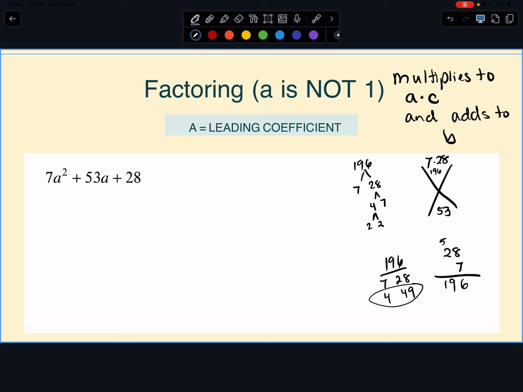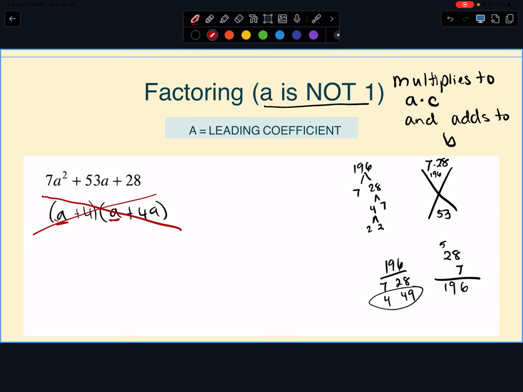And then when we're doing factoring where a is not 1, this first coefficient is not 1, we can't just use those two numbers in our two linear factors. This would not be correct. A plus 49. This is not correct. And I want to do that in red, because a times a makes a squared, not 7a, right?